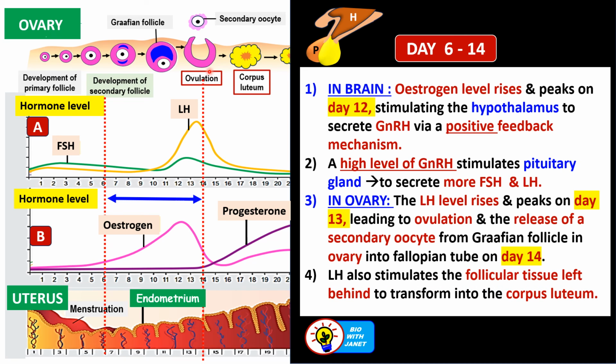After that, the LH also stimulates the follicular tissue left behind, that means the remains of the Graafian follicle, to transform into the corpus luteum, or the yellow body here, right?